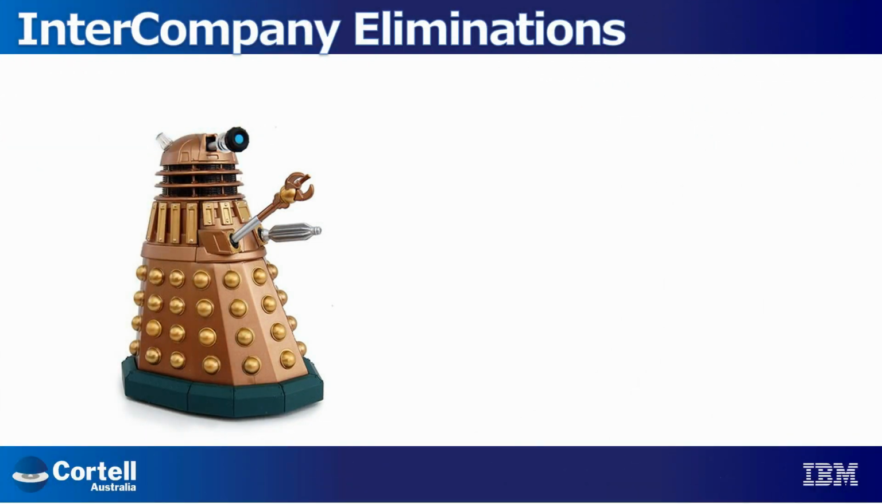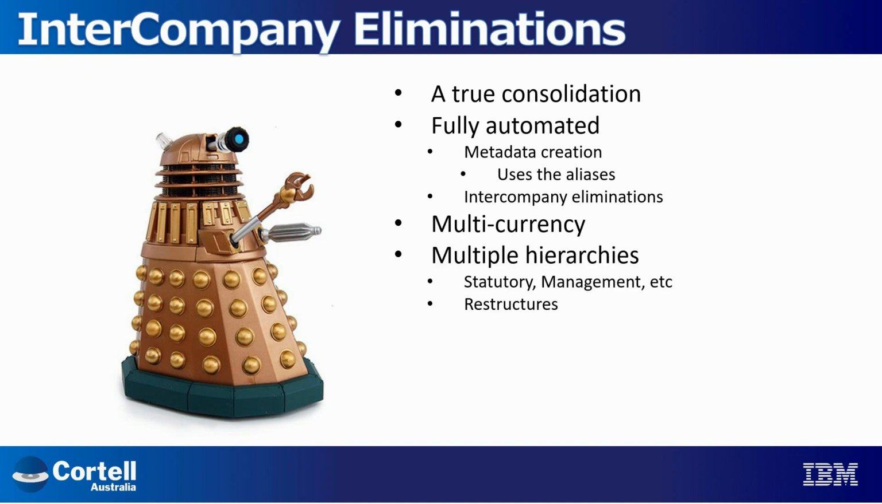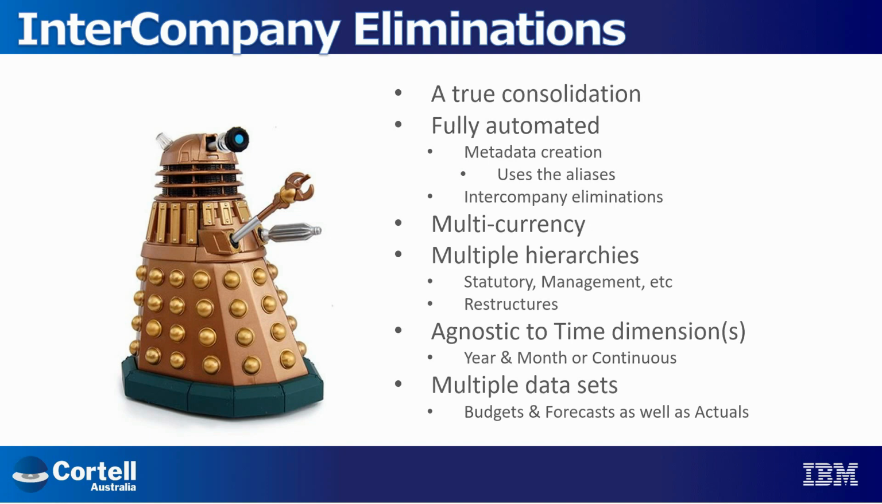So I hope you enjoyed that live demonstration of the Intercompany Eliminations module. It's a true consolidation, fully automated metadata creation, uses Aliases if you're using them in your model. It performs the intercompany eliminations very quickly. It can handle a multi-currency model, multiple hierarchies. If you've got statutory and management hierarchies, it can do them both. And if you have restructures, you just run the configuration part of it again. It is agnostic to your time dimension structure, whether you've got discrete year and month dimensions or a continuous time dimension, and multiple data sets, your budgets and forecasts, as well as your actual data.